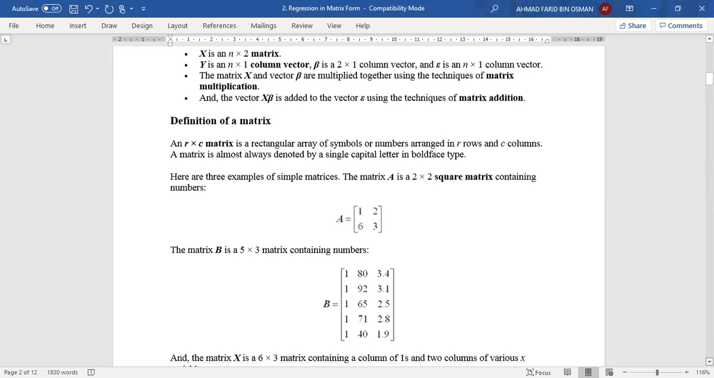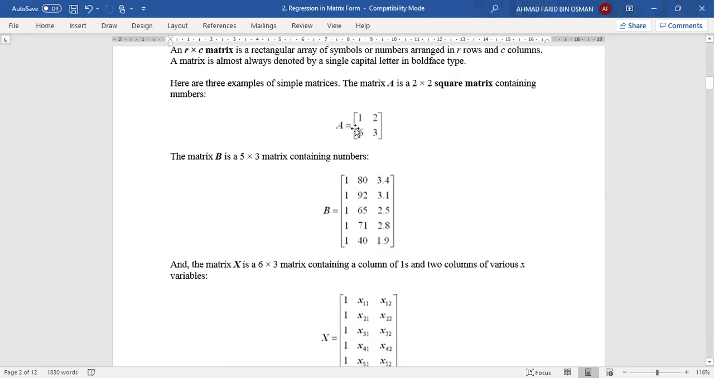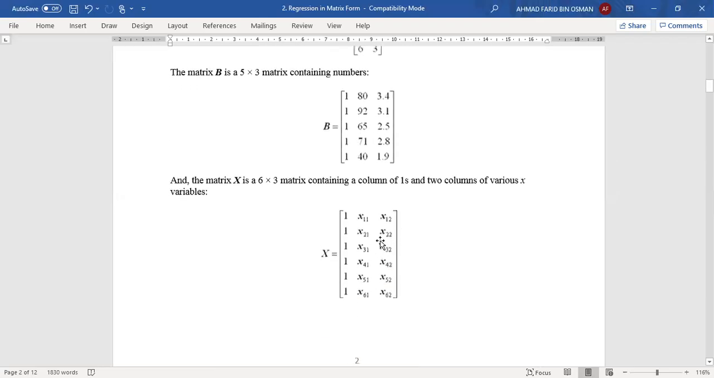Definition of a matrix: r number of rows times c number of columns. A matrix is a rectangular array of symbols or numbers arranged in r rows and c columns. A matrix is almost always denoted by a single capital letter in boldface type. Here are three examples of matrices: a 2 times 2 matrix, a 5 times 3 matrix, and a 6 times 3 matrix, which has 6 rows and 3 columns.